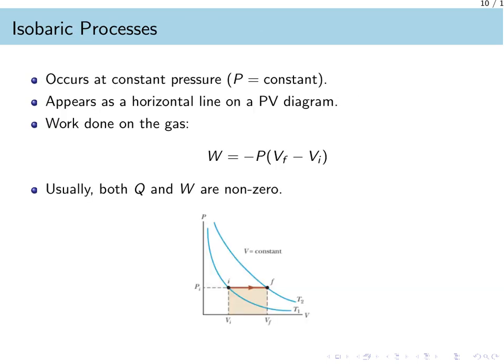An isobaric process is one that takes place at a constant pressure. On a PV diagram, this is represented by a horizontal line. The work done on the gas in this case is straightforward to calculate. It is the negative of the constant pressure multiplied by the difference between the final and initial volumes. Usually, in an isobaric process, both the heat transfer and the work done are non-zero values. As the gas moves along this horizontal line from an initial volume to a final volume, it crosses different isotherms, indicating that the temperature of the gas is changing as it expands or contracts at constant pressure.